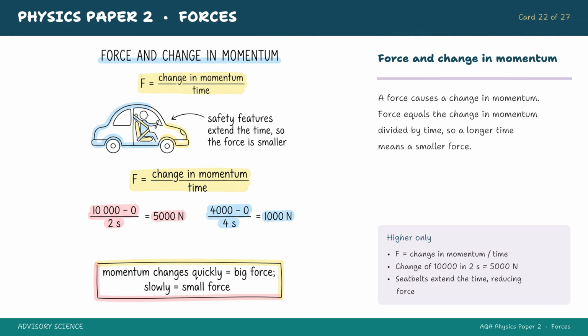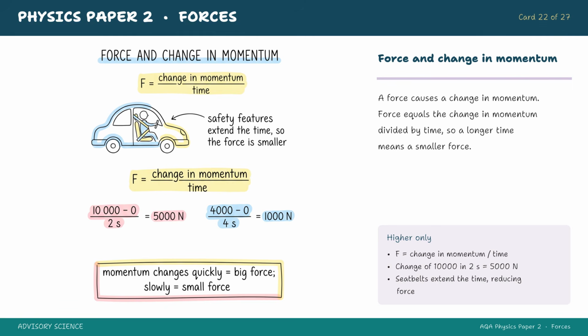The equation is force equals the change in momentum divided by time. The change in momentum is the final momentum minus the initial momentum. So if we have a car with a momentum that changes from 10,000 to 0 in 2 seconds, the change in momentum is 10,000. Divide that by 2 seconds, and you get a force of 5,000 newtons. In another example, if momentum changes from 4,000 to 0 in 4 seconds, that's a 4,000 change divided by 4 seconds, giving 1,000 newtons of force.